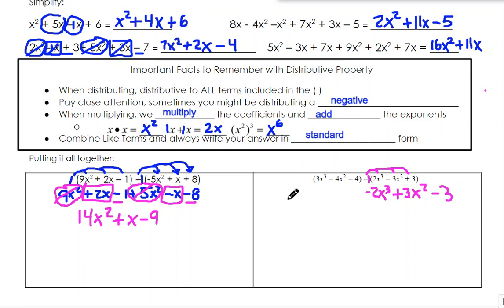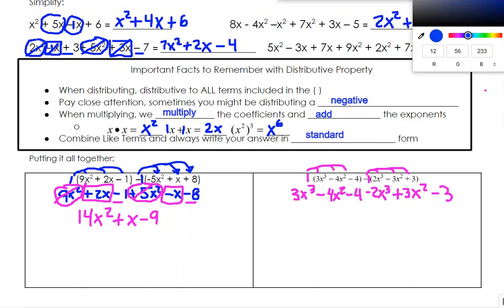All right, and on this one, remember it's really a positive 1 I'm distributing, right? But there's nothing really to distribute because anything times 1 is itself. So I'm just going to bring everything else down. There we go. All right, so now I can combine my like terms, right?